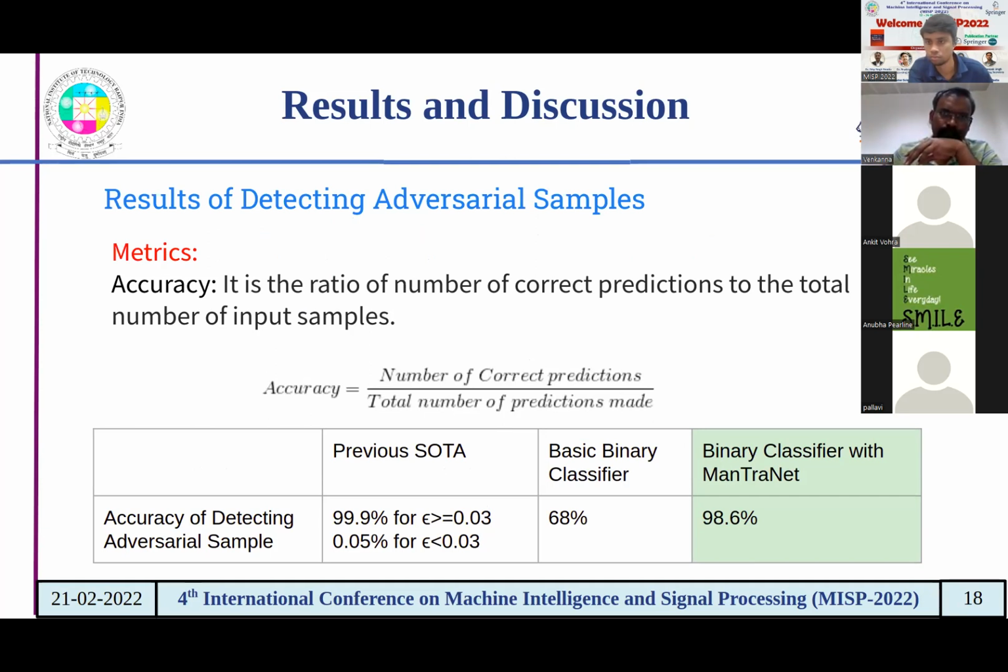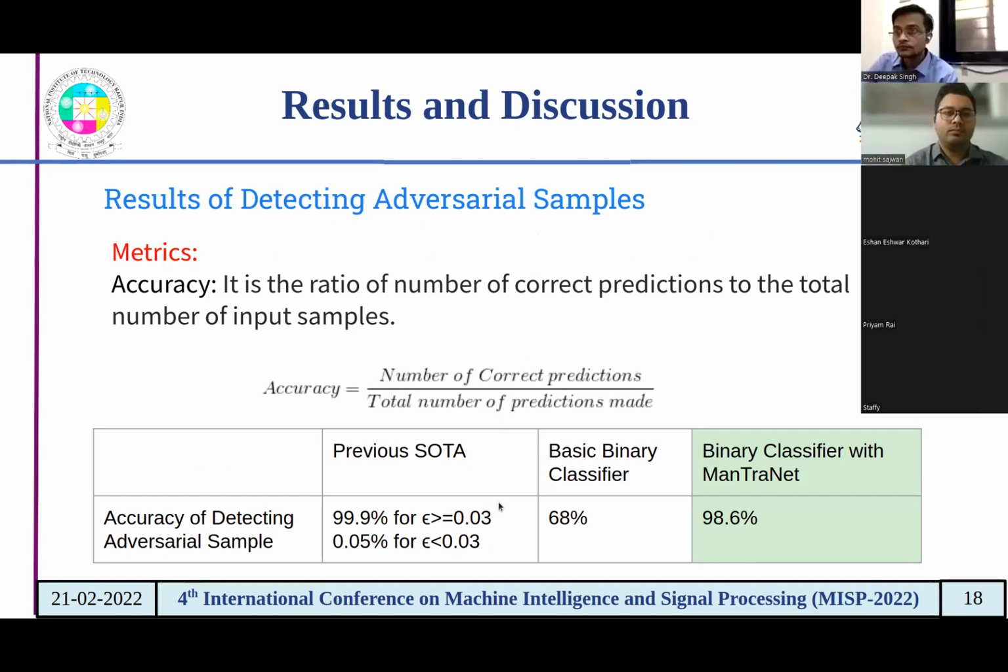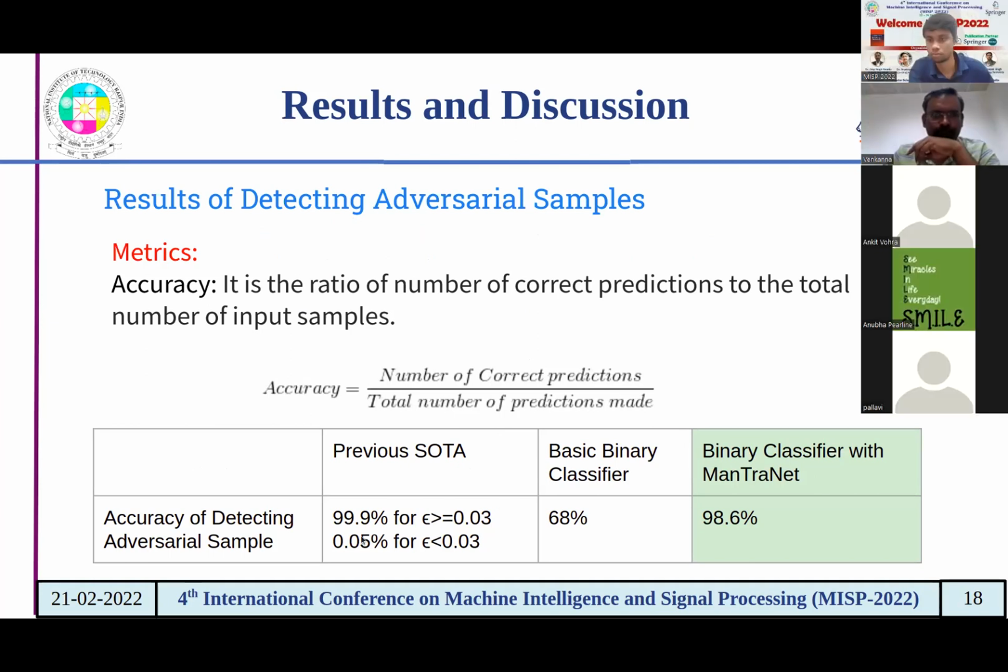But SOTA was highly sensitive to the epsilon value. When the epsilon value is reduced to less than 0.03, the SOTA falls by less than 0.05% accuracy, but our accuracy remains constant since it does not focus on the change. It focuses more on the changes of the image rather than identifying the noise itself.